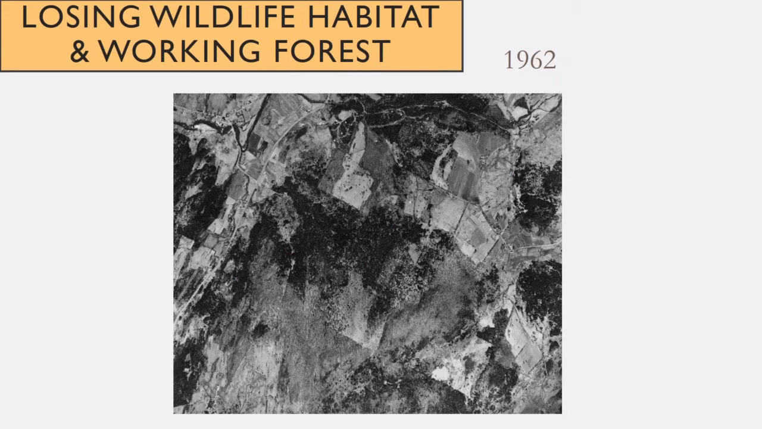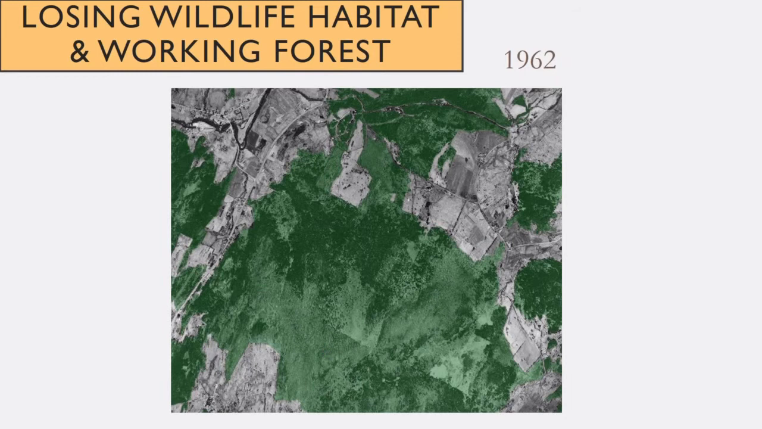We'll start in 1962, and I'm going to change the color of that picture. The green on all of these photos shows the biggest or most intact pieces of forest that can be used as wildlife habitat or working forests. And I'd like you to just watch how this changes over time. Before we move through though, I'd like you to think about how these forests connect together.